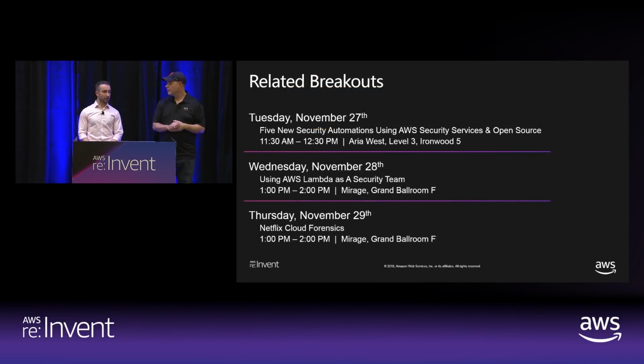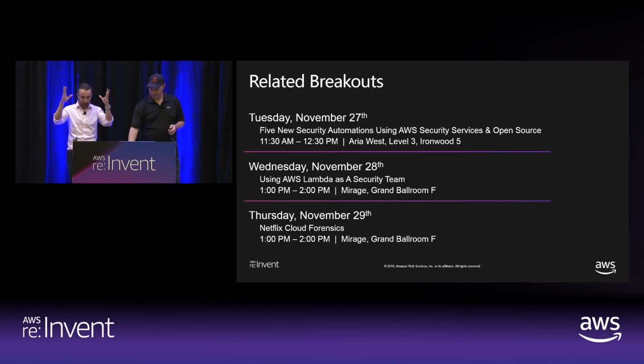And for other related talks, check it out: on Tuesday, we've got 5 new security automations. So if you learned 1 or 2 new ones today, you can go in 1 hour and learn 5 new security automations. Wednesday, you can see how AWS Lambda is part of your security team. All right, so going back to the automation story, very, very effective. And last on Thursday, Netflix, right? They are, like Beetle says, security rock stars. They are indeed. Go check out their session on forensics, and they do very, very cloudy things with forensics, and it'll modernize the way you think about forensics.